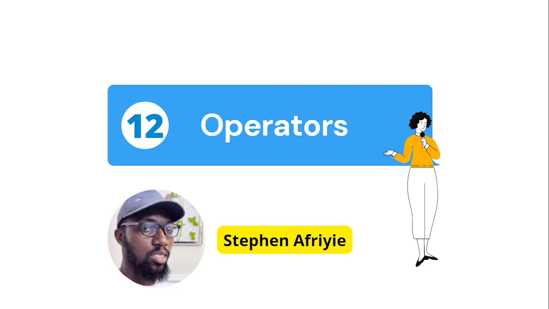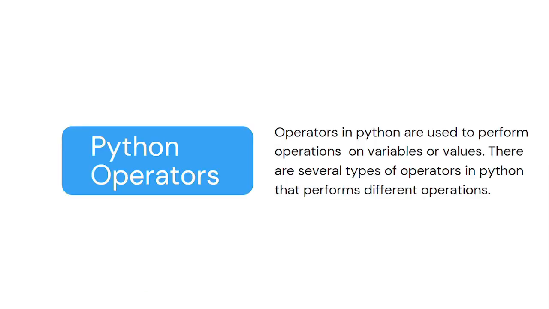In the last video, we looked at comments in Python. In this video, we are going to look at operators in Python. Operators in Python are used to perform operations on variables or values.